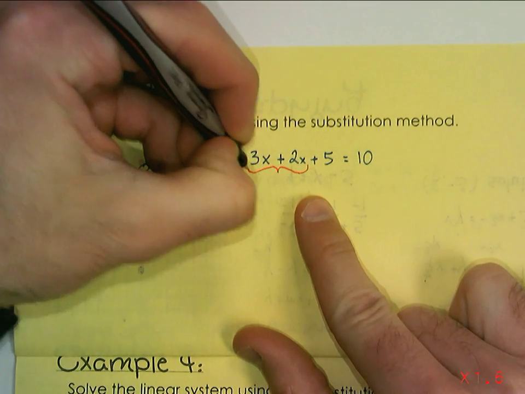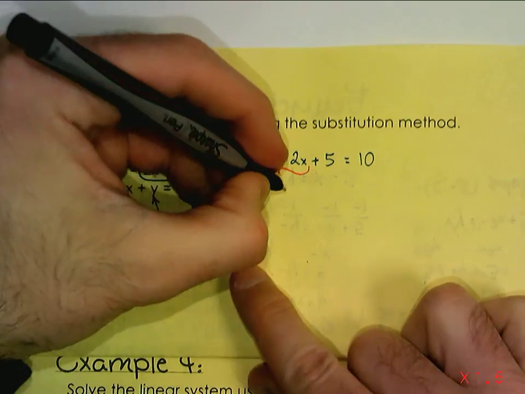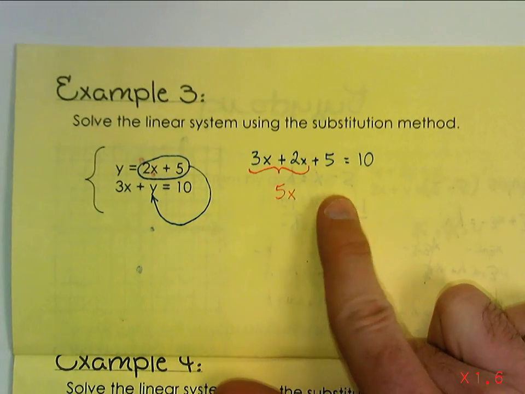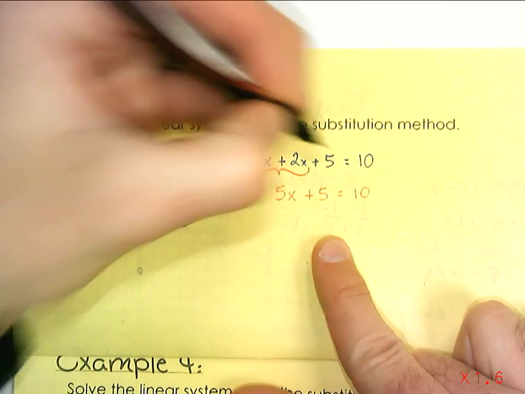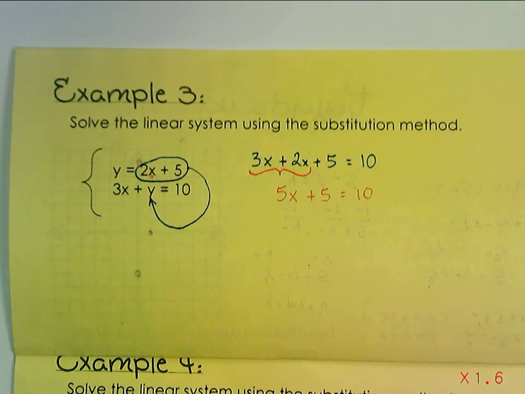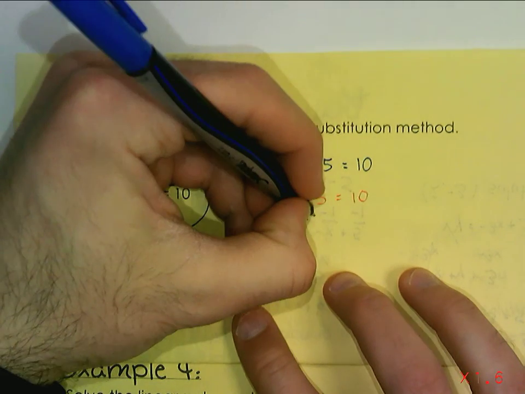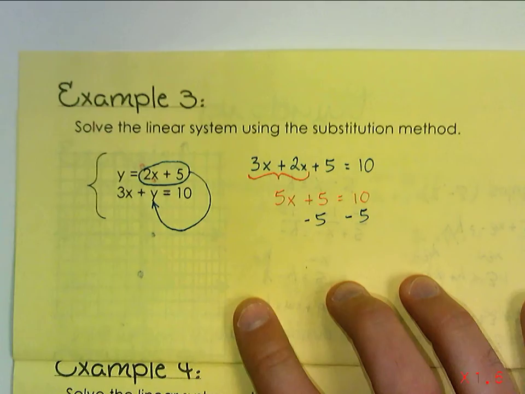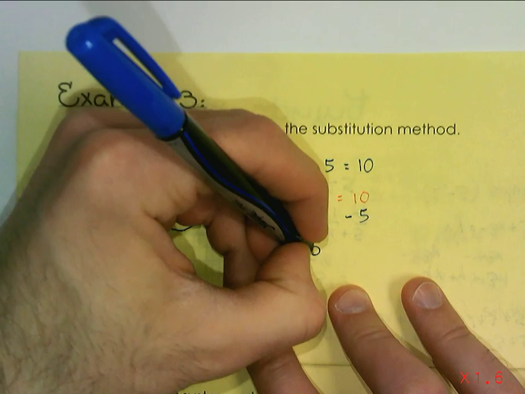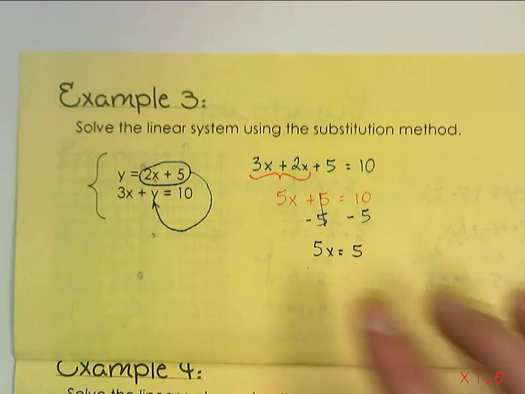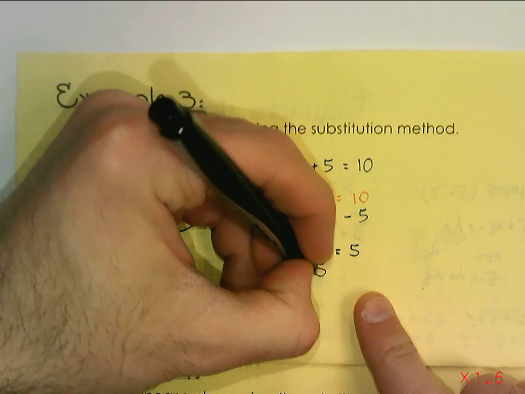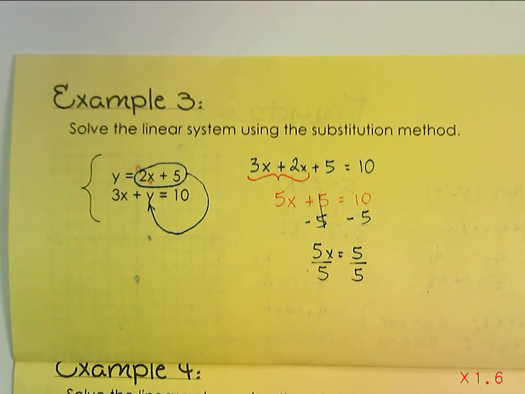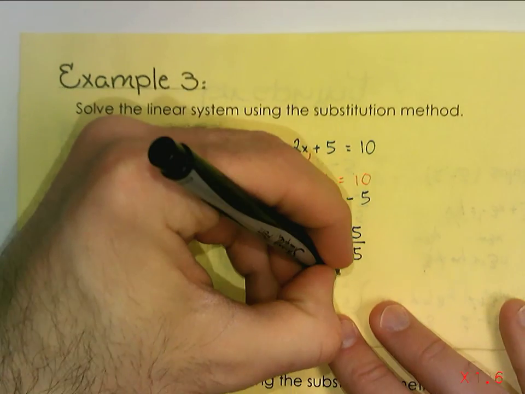I see a 3x and a 2x. So that's going to give me 5x. And then I'm just going to rewrite everything I still have. I still have a plus 5, and I still have an equals 10. Now it's just a matter of solving for x, so you have a two-step equation. So I'm going to subtract 5 from both sides. These will cancel. I'll end up with 5x equals 5. Then we're going to need to divide by 5, divide by 5. And x will equal 1.